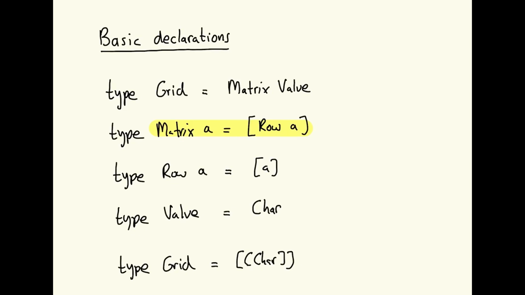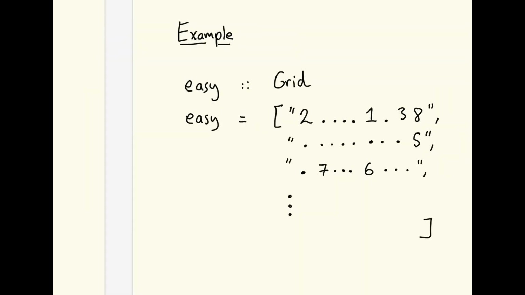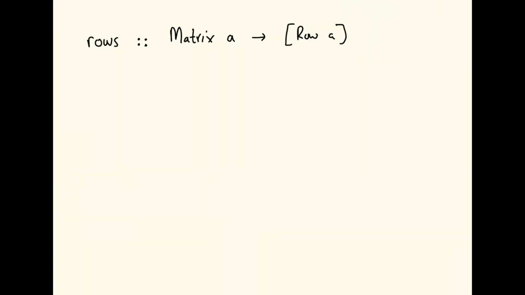So defining the rows function is very straightforward. I can just go here and say rows of a matrix is just the matrix. You might think, well, this is a completely trivial little function. Why am I even bothering to define it? Well, you'll see that when we define the validity checking function, having this rows function, even though it's trivial, actually makes the definition of the function easier to understand.